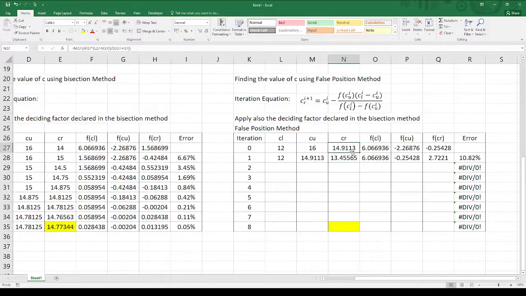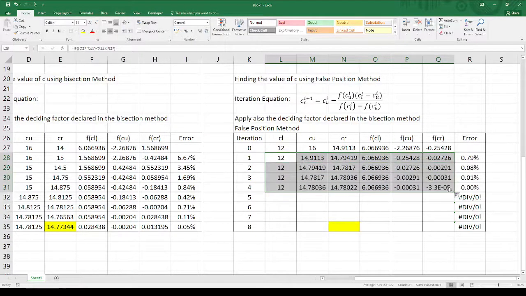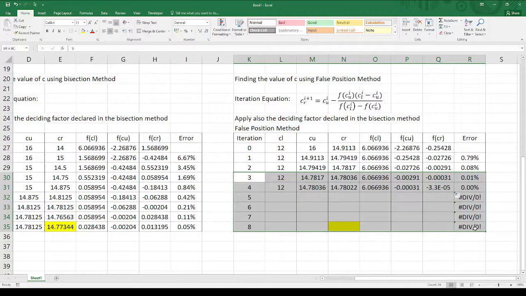So same, sakto, 4.9113 as you remember. So deciding factor is the same. So ang 16 ma-replace, then you will just drag it. Let's just see. As you can see, it reaches 4.7817 at the second iteration. So ako na lang po ning i-delete. Okay, all we need is lesser than 10% relative error man.